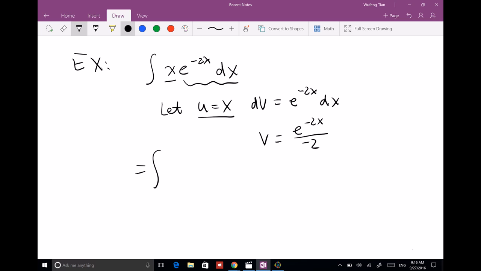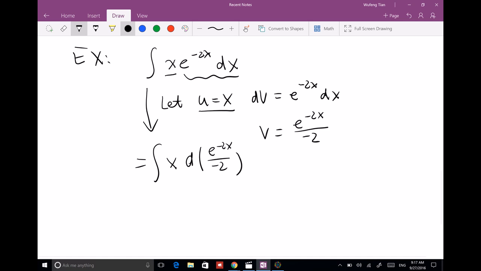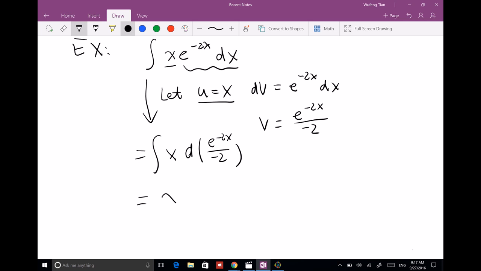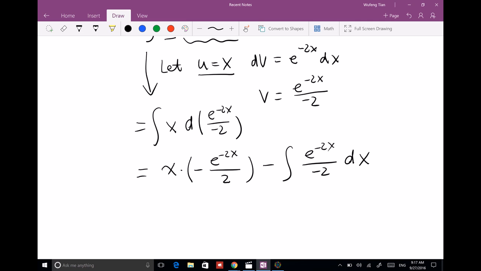So now, according to the formula, it's going to be x d of e to negative 2x over negative 2. We should write that into this u dv form. Then it's uv, so it's x times v, which is e to negative 2x over negative 2, minus v du. U is x, so du is dx. And then the whole thing is negative half of x e to negative 2x, minus minus is plus half of the integral of e to negative 2x dx.